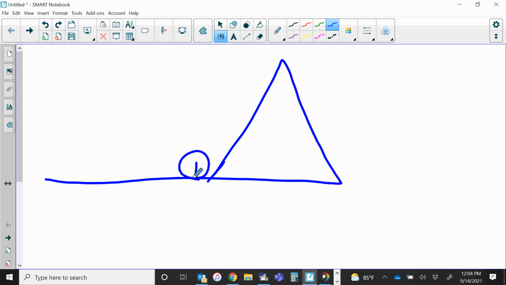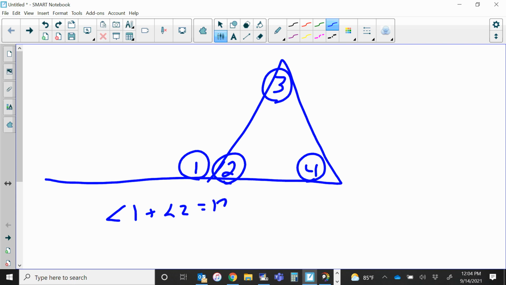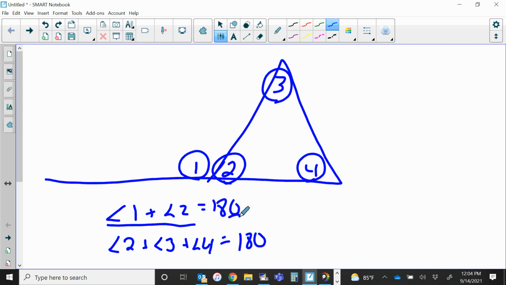You see this exterior angle? We're going to call it 1, 2, 3, and 4. What do you know about angle 1 plus angle 2? What do they have to equal? Good. What do we know about angle 2 plus angle 3 plus angle 4? What do they have to equal? Good. What does that mean since this equals 180 and this equals 180? Doesn't that mean that angle 1 plus angle 2 has to equal what?